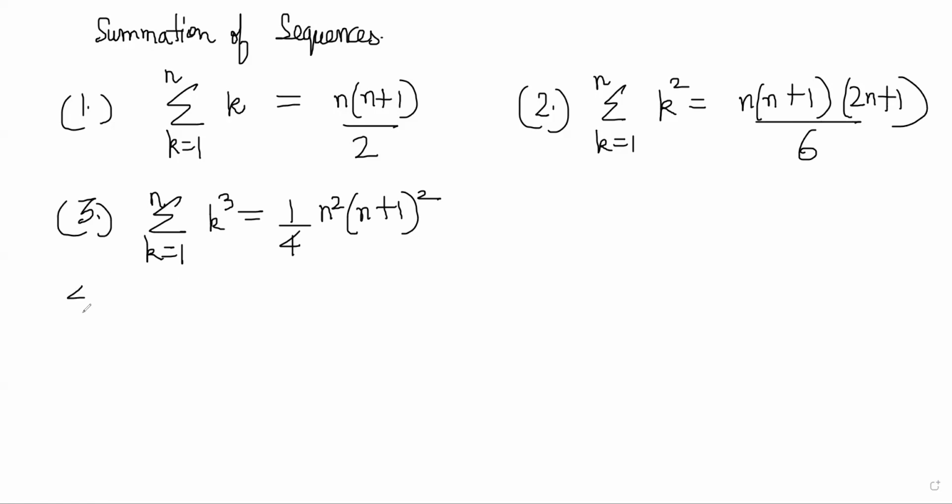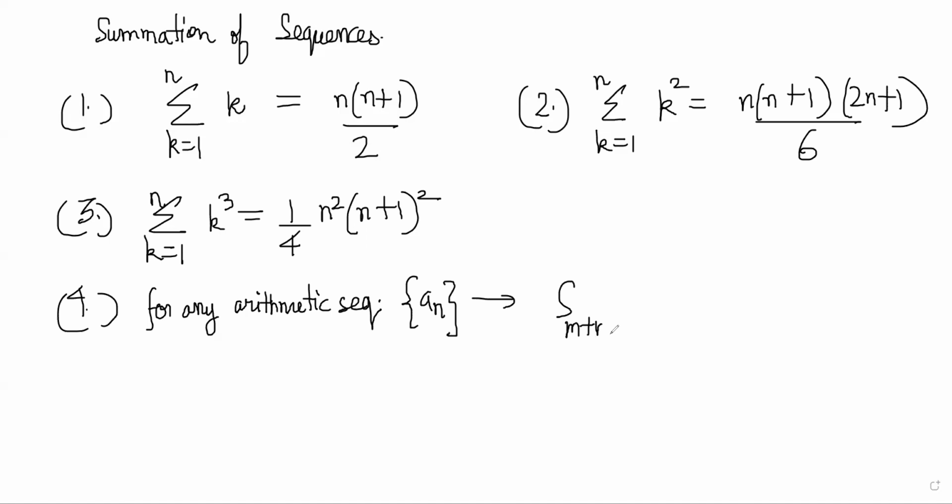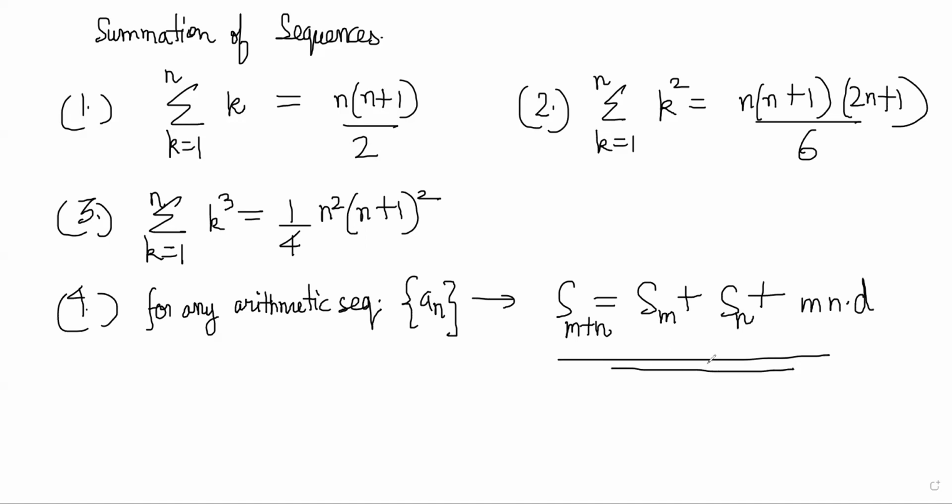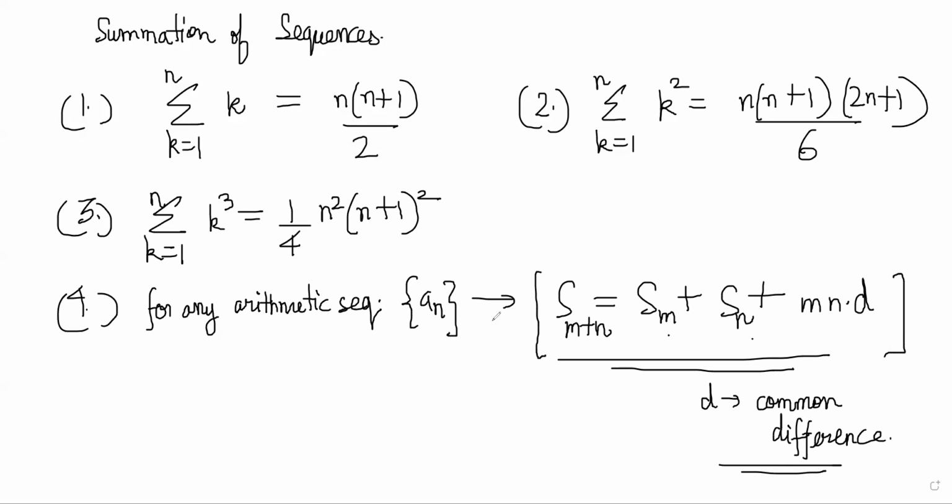And for any arithmetic sequence An, we can prove that S of m plus n is equal to S of m plus S of n plus mn times d. This is a nice property that you should be aware of. M and n are natural numbers, and d is the common difference of the AP. You should try and prove this property yourself. You will be able to do it if you know the summation formula for the sequence.